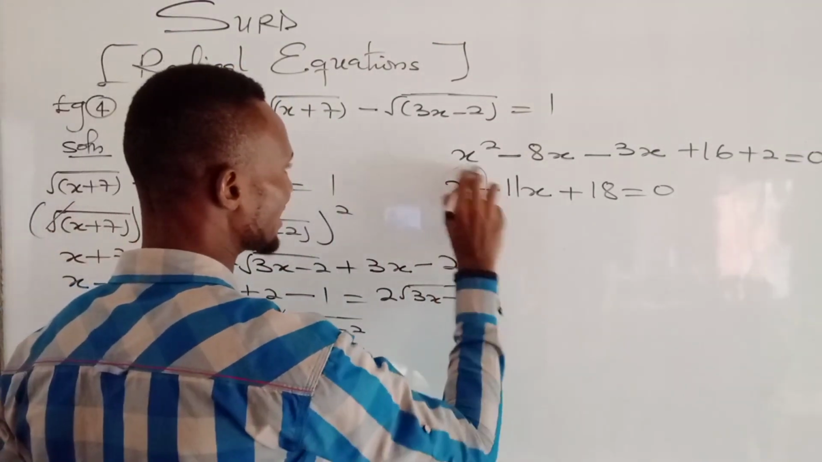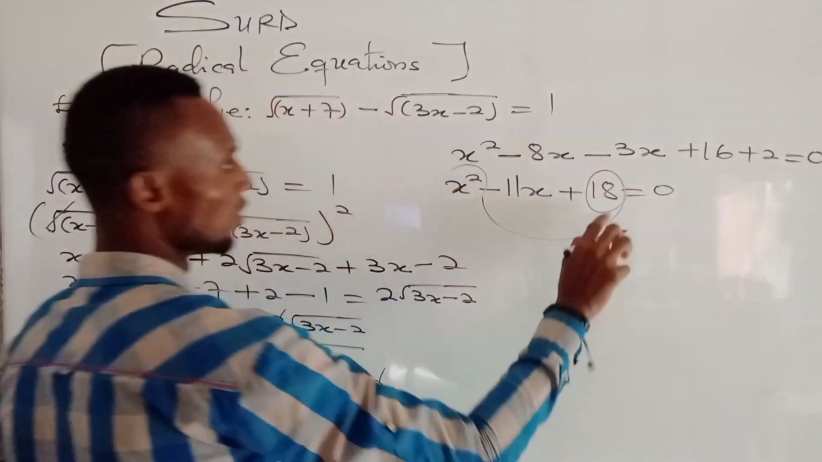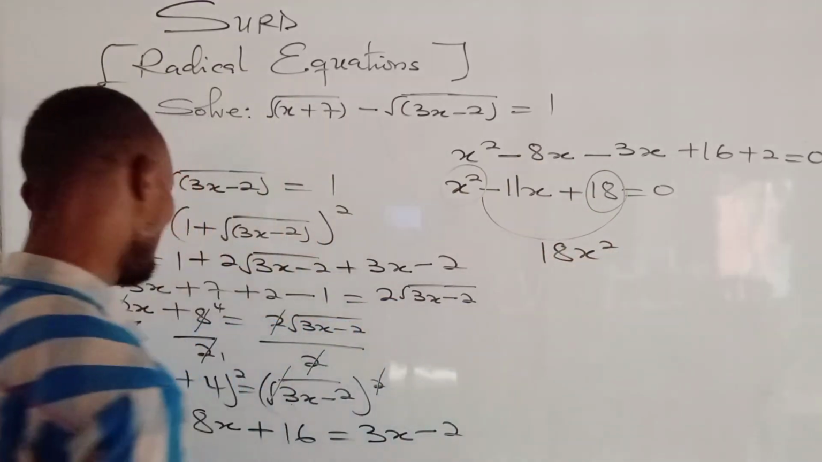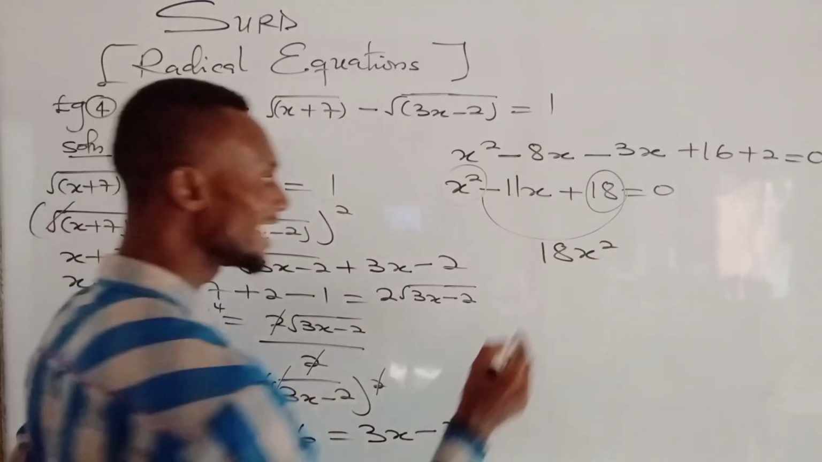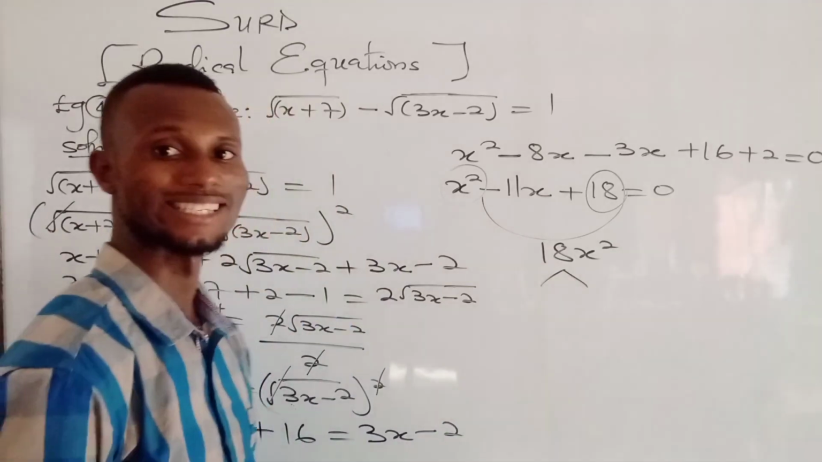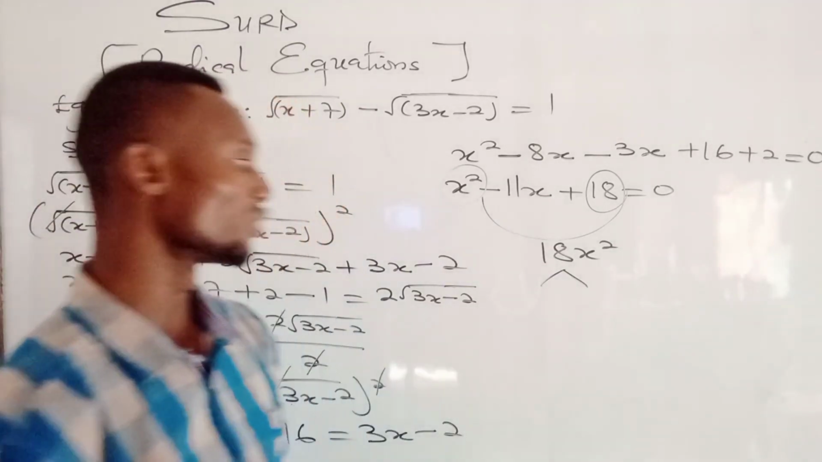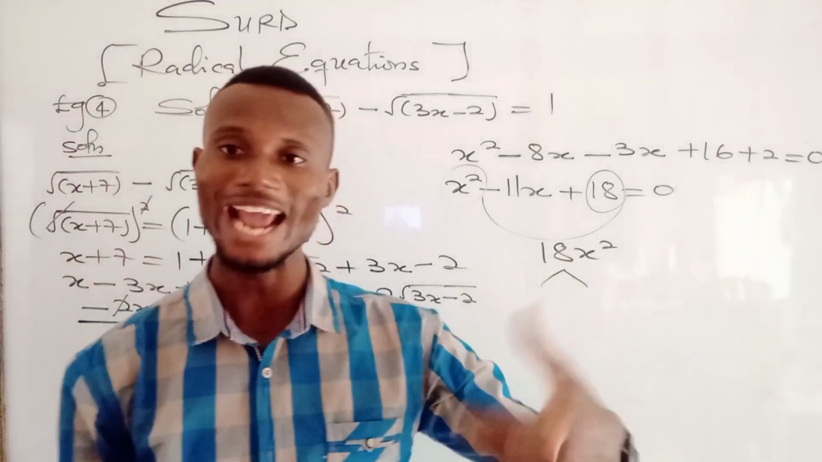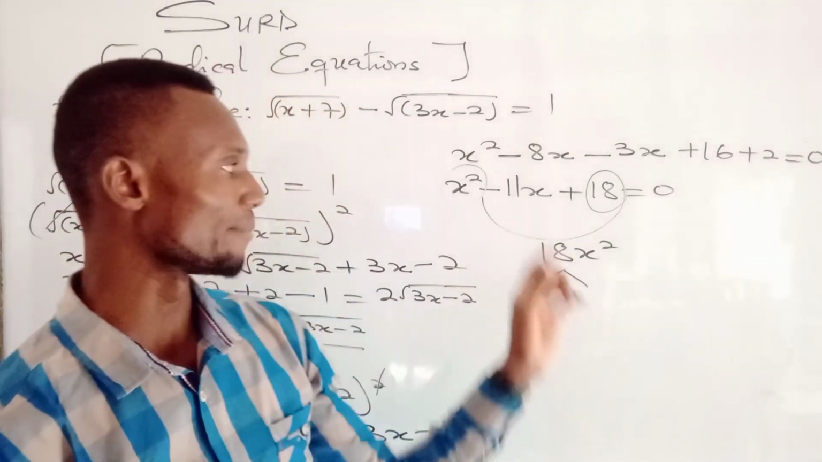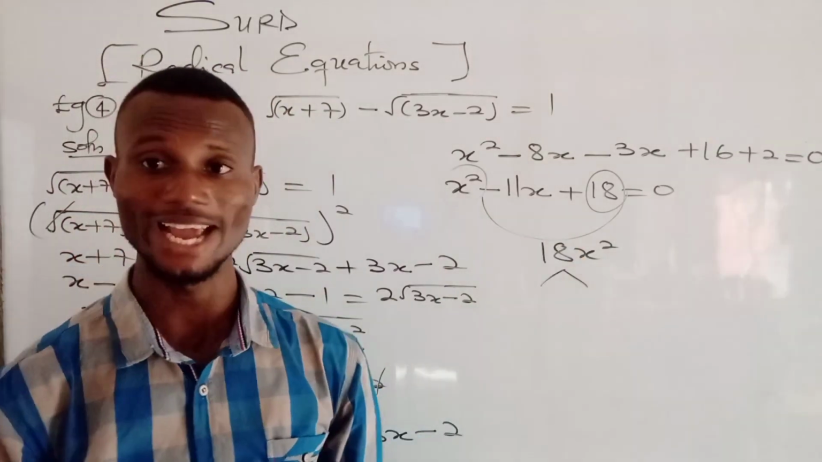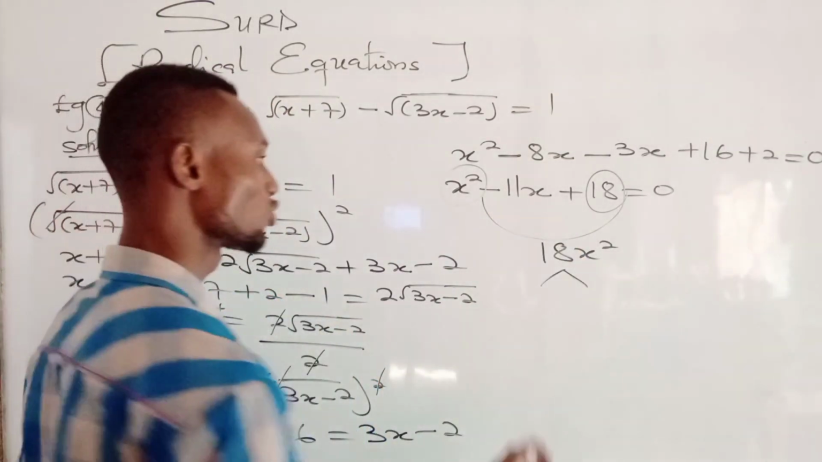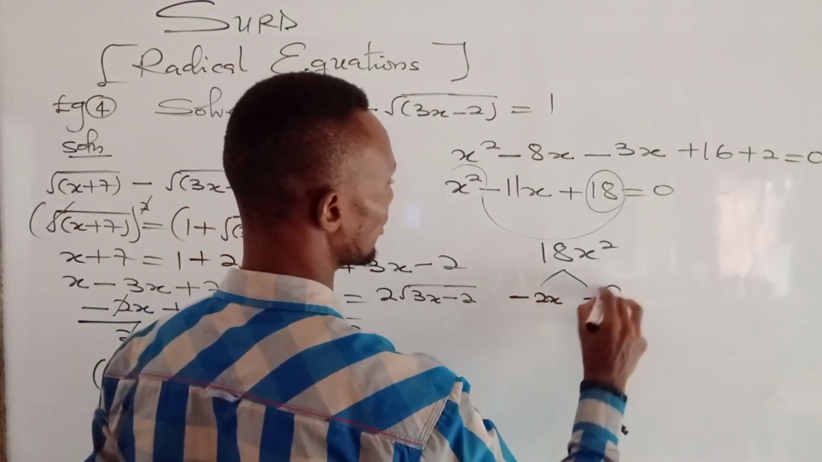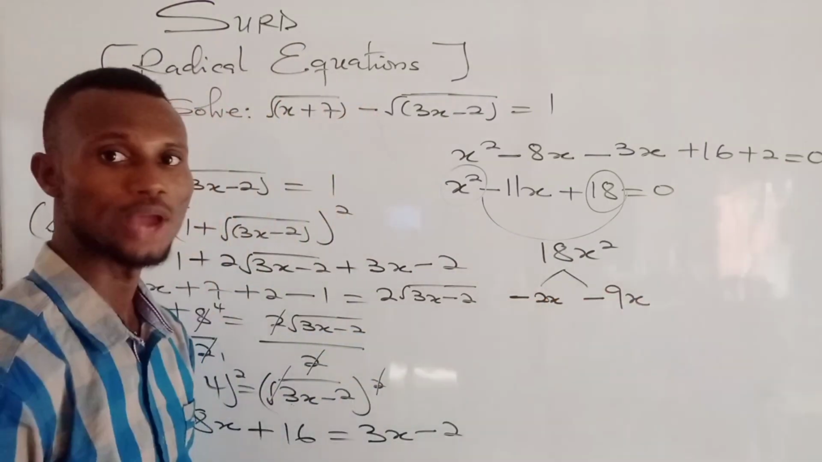So this first term will multiply the last term, and that will give us 18s squared. I hope you agree with me. Then we look for two factors in which when we multiply, it will give us the 18s squared back. But those same two factors, when we add them, we are supposed to get the middle term, which is the negative 11s. Those two factors will be minus 2s and minus 9s. I hope you agree with me.